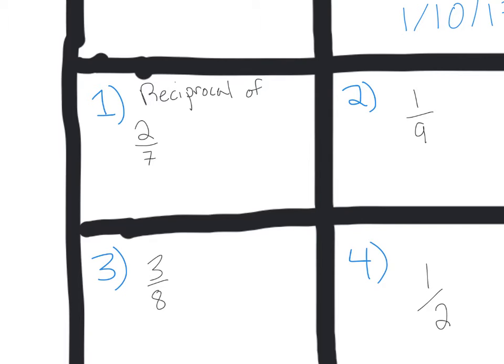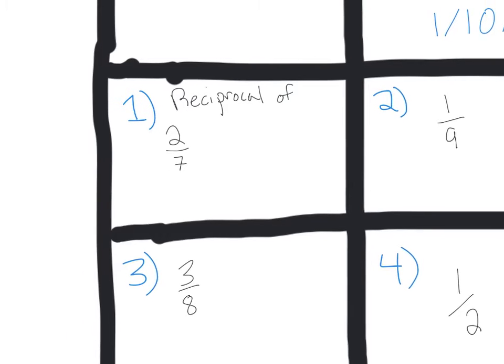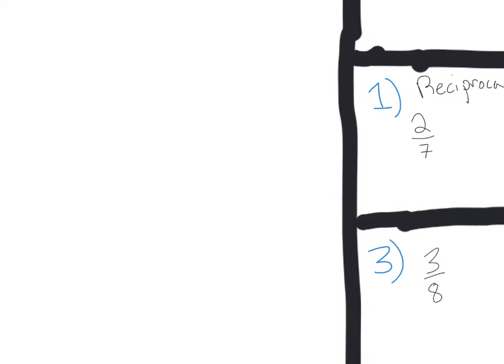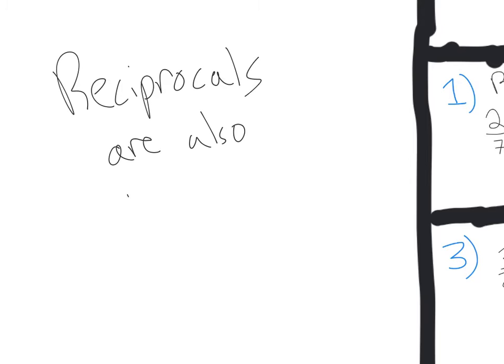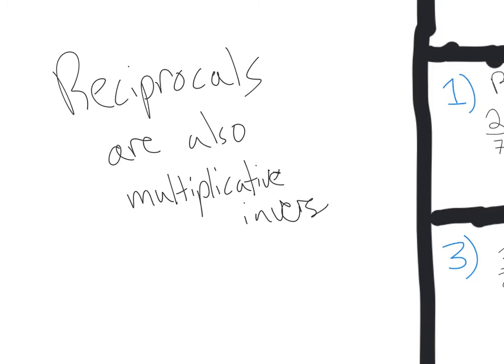Problems number 1 through 5 ask you to find the reciprocal of some fractions. And just a quick review, I'm going to do this over on the side. Remember, reciprocals are also called multiplicative inverses. And pretty much what that means is you're just going to flip your fraction. The numerator becomes the denominator, and the denominator becomes the numerator when you are working with the reciprocal.